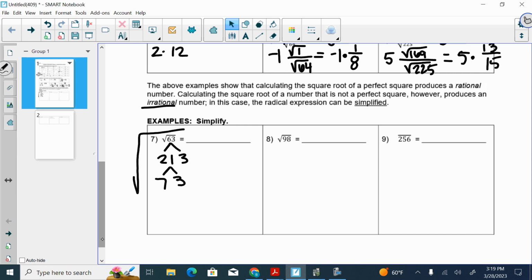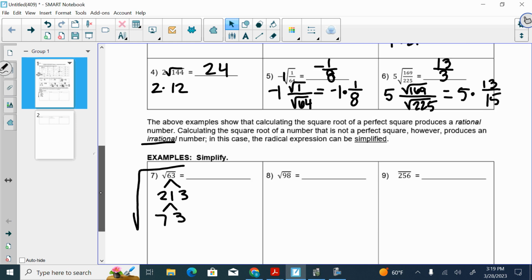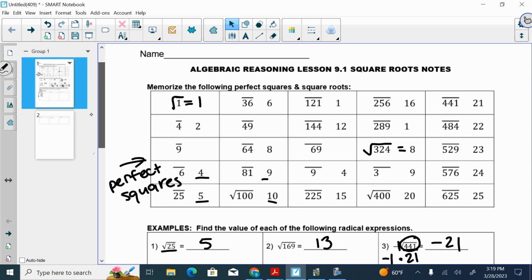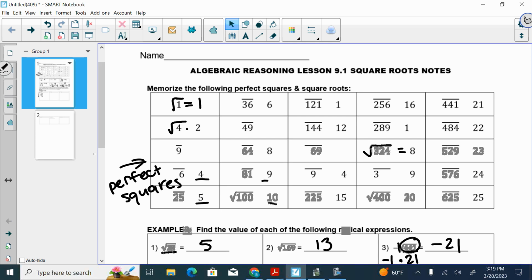But these are all numbers that are underneath a square root right now. In order to take them out from underneath a square root, you have to have a pair. And let me tell you why we have to have a pair. So here, we said the square root of 4 was 2, right? Because 2 times 2 equals 4. Here, we said the square root of 9 was 3 because 3 times 3 equals 9. So, I have to have a pair of 3's to equal this 9, right?